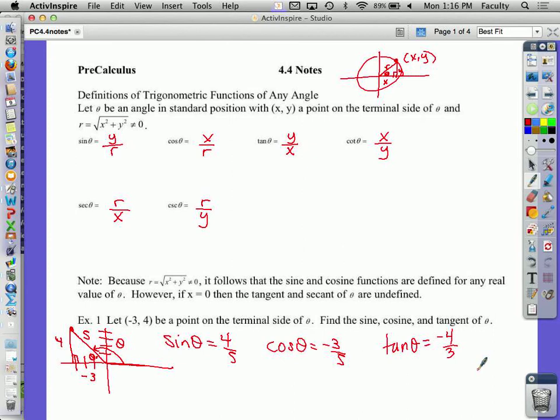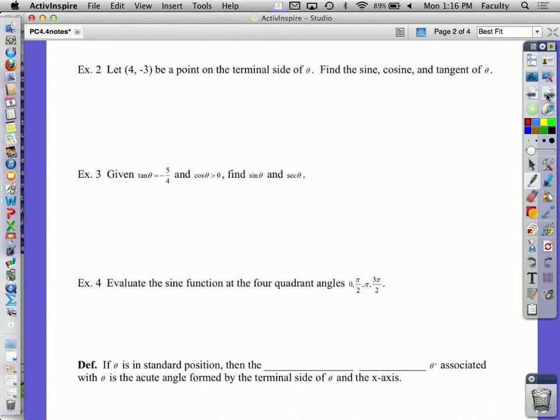All right, let's do another one and see if this is starting to gel. If I want to plot 4, -3, this is in the 4th quadrant. Now that's the terminal side of angle theta. But what's going to happen is I can use theta prime as the reference angles, because it's going to produce the same trig values there. So I went to the right 4 and down 3. So again, it's a 3, 4, 5 right triangle.